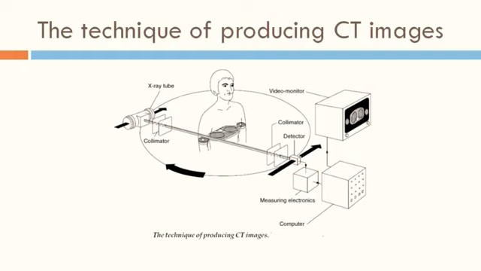A detector converts X-radiation into electrical signals. Measuring electronics then amplify the electrical signals and convert them into digital values. A computer then processes these values and computes them into a matrix of density distribution, which is reproduced on a video monitor as a pattern of gray shades.